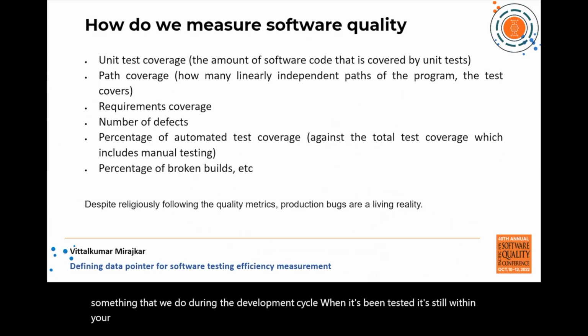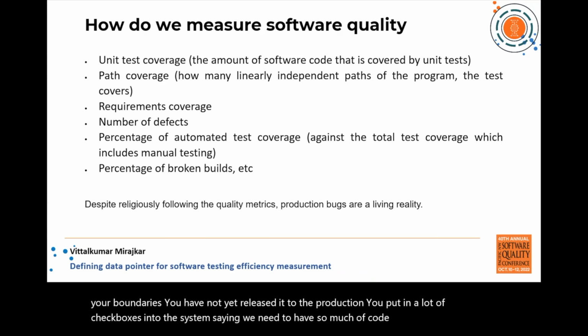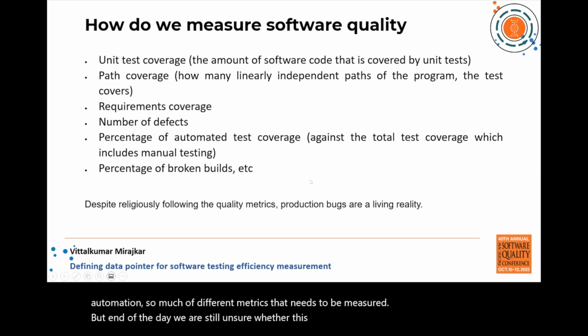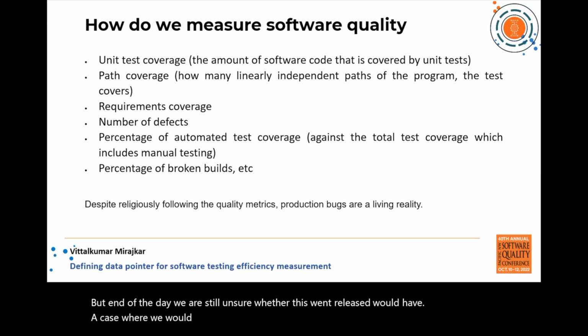You have not yet released it to production. You put a lot of checkboxes into the system saying we need to have so much code coverage, so much automation, so many different metrics that need to be measured. But at the end of the day, we are still unsure whether, when released, we would see zero production bugs. Despite all our religious best-case efforts, production bugs are a reality.